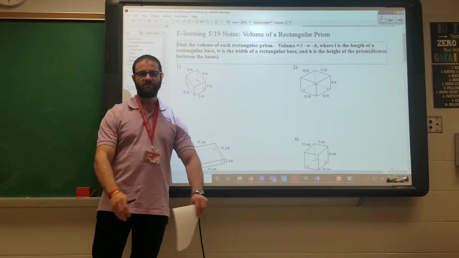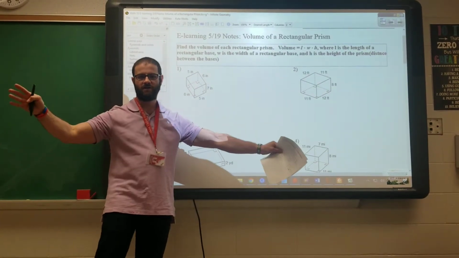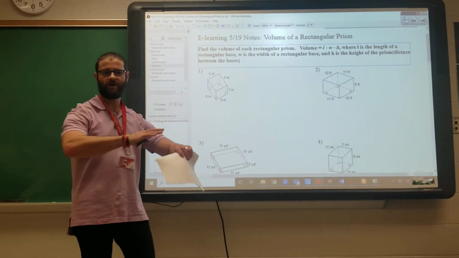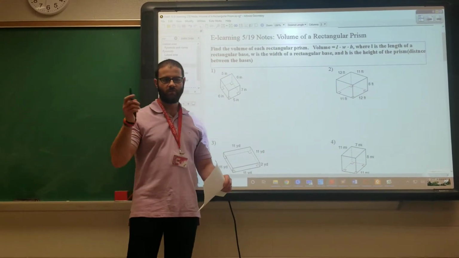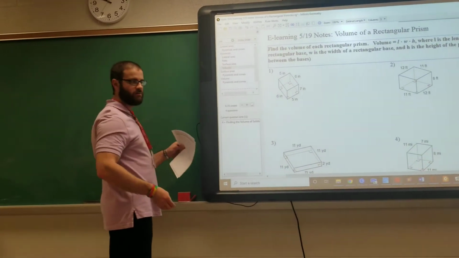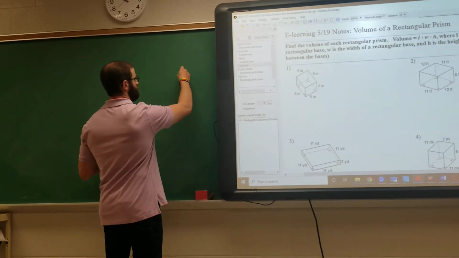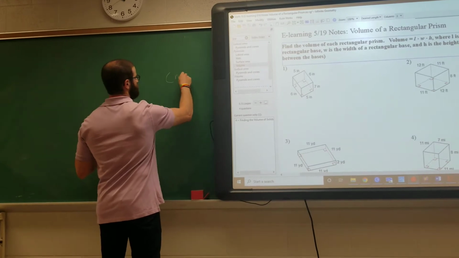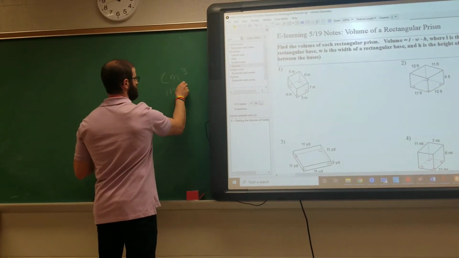We are continuing with volume. Remember, volume is the amount of three-dimensional space inside of the three-dimensional figure. So how much space? Remember, we're using cubic units here, just like our other volume units, like centimeters cubed, inches cubed.